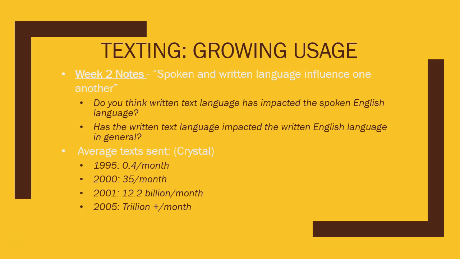According to David Crystal, the amount of text sent per month has increased drastically throughout the years. As you can see, in 1995, only 0.4 text messages were sent per month. In 2000, it increases to 35 per month. In 2001, we hit 12.2 billion text messages sent per month. And then 4 years later, in 2005, we see that more than 1 trillion text messages were sent per month. So, in all of those texts, how many do you think you send per month?